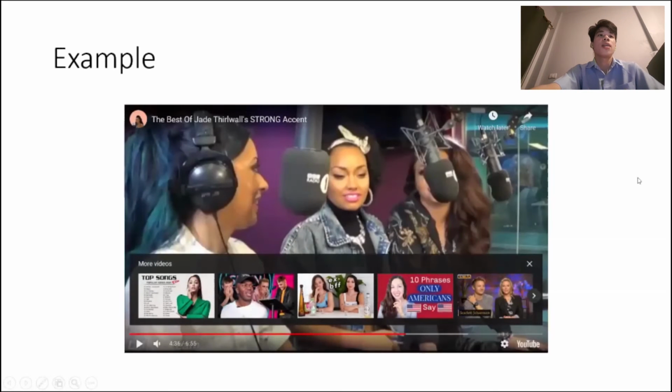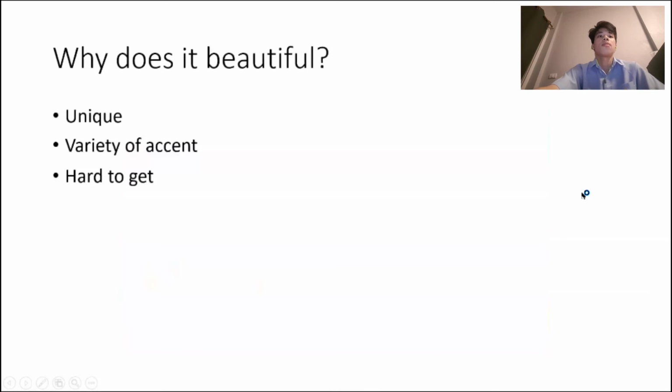So as you can see, this accent is very unique and hard to understand. Why is that beautiful? It's beautiful because it's unique. The accents I said earlier are very unique. Each has its own point. So you can notice what accent they have, the variety of accents.